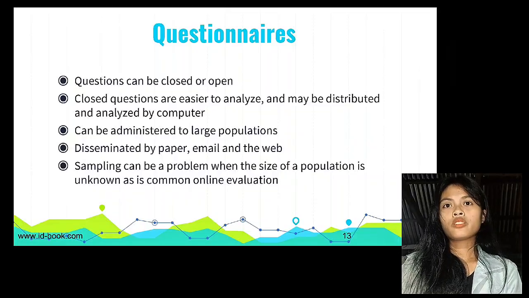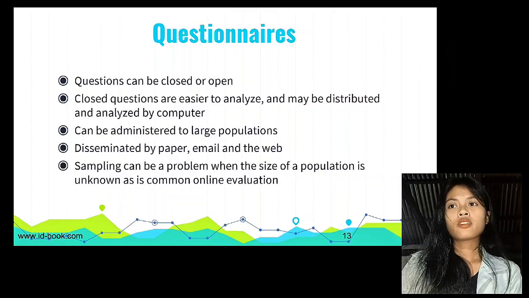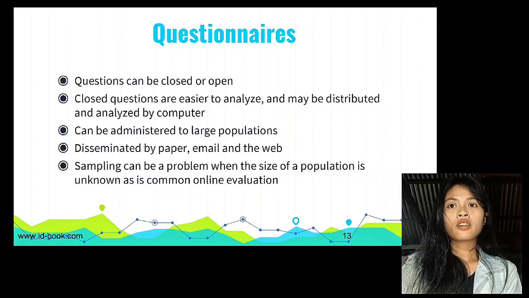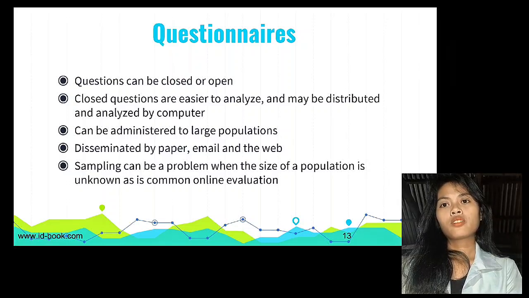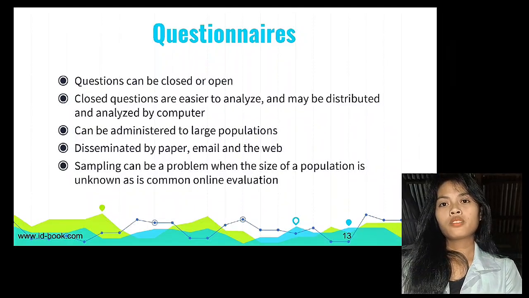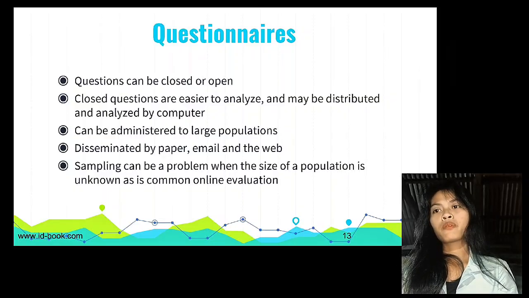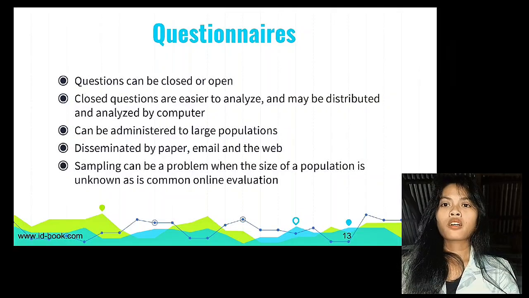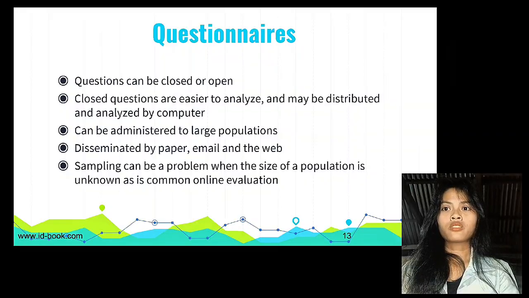Next, the questionnaires. Questions can be closed or open. Closed questions are easier to analyze and may be distributed and analyzed by computer. Questionnaires can be administered to large populations, disseminated by paper, email, and the web. Sampling can be a problem when the size of a population is unknown, as is common in online evaluation.